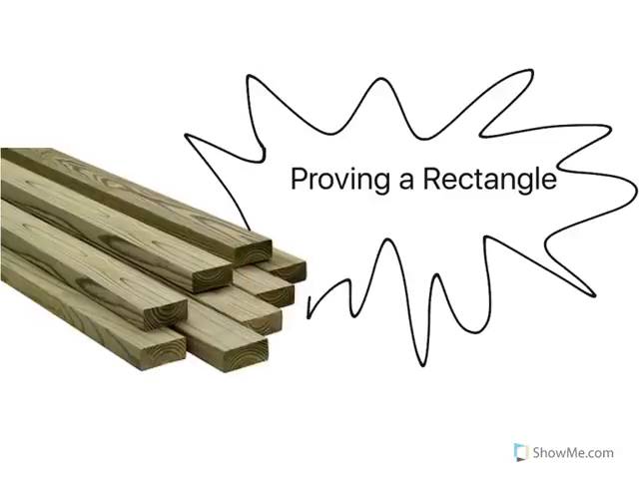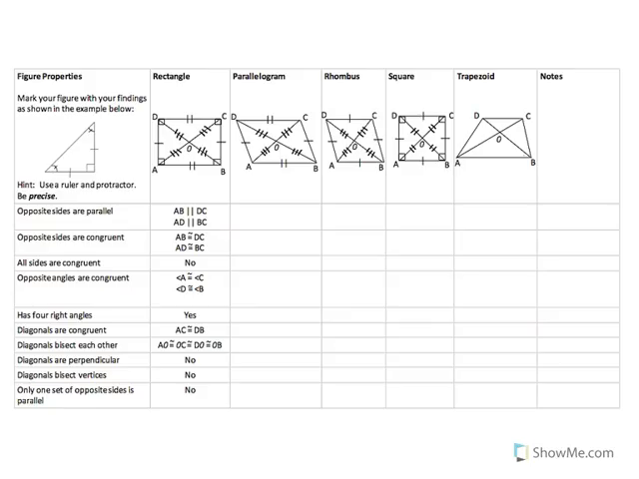So yesterday we learned how to use the properties of a rectangle in order to solve equations about rectangles. Today we're going to learn how to use the properties of a rectangle in order to prove that any given quadrilateral is indeed a rectangle. So remember this chart that we have of all the properties of a rectangle?